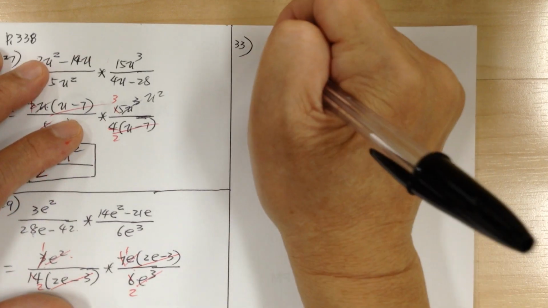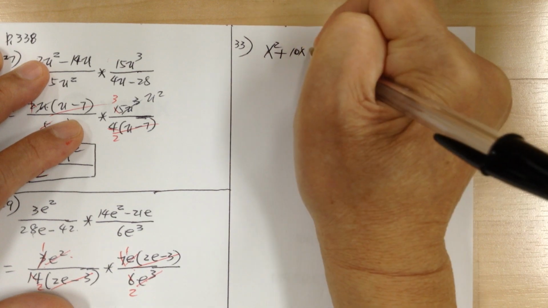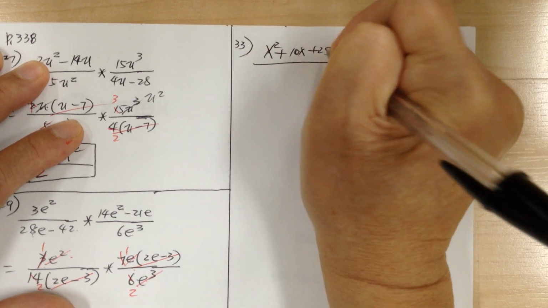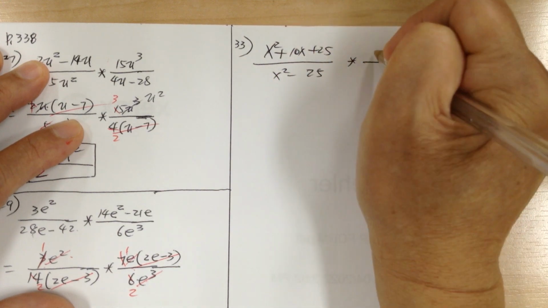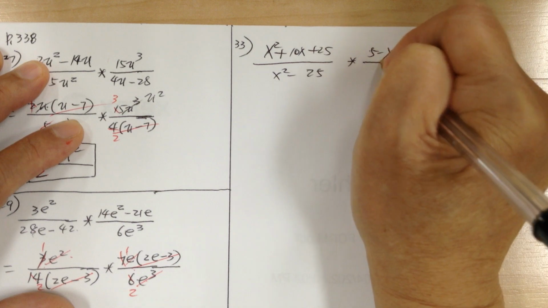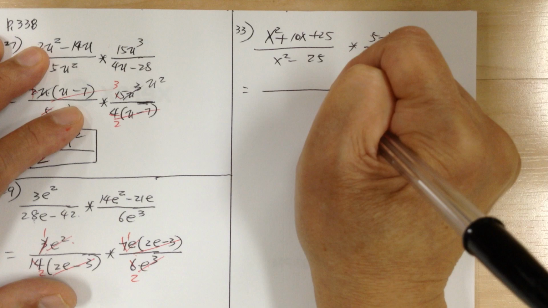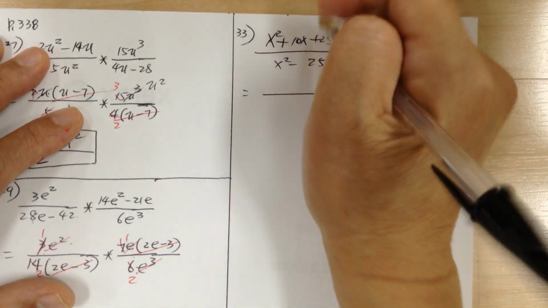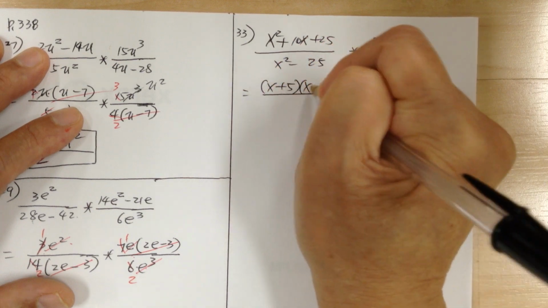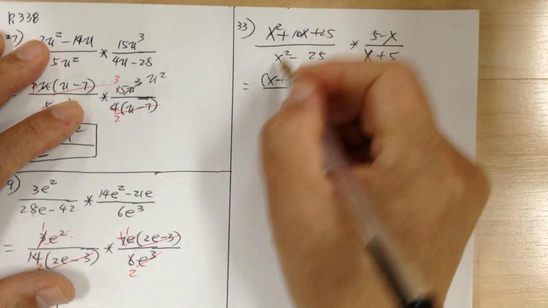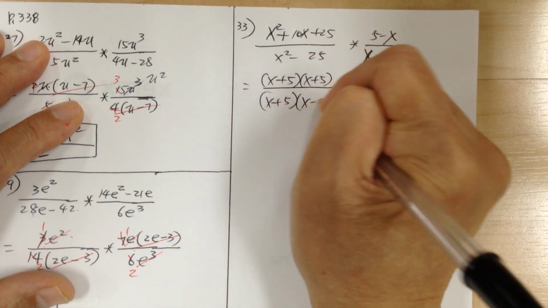Okay, 33. You have x squared plus 10x plus 25 over x squared minus 25 times 5 minus x over x plus 5. So let's go and do the factoring. So this is just step 2b, a perfect square, but I'm going to write it out twice. On the bottom, this is a step 2a, so it's going to be x plus 5, x minus 5.